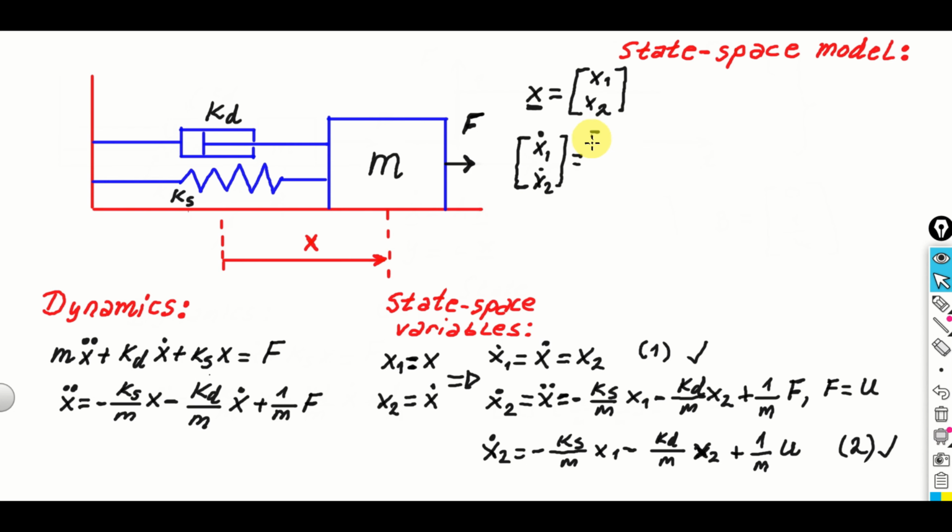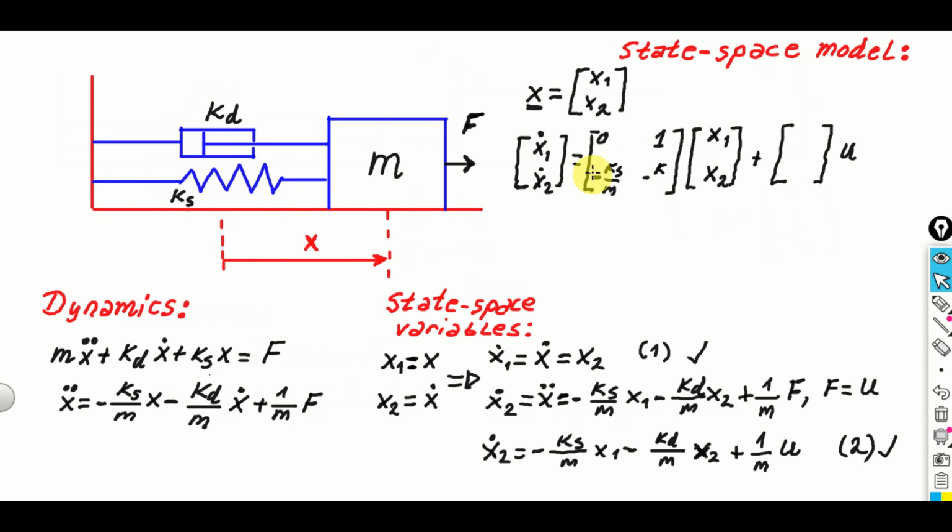is equal to, then we will have a matrix multiplying a vector x1, x2, plus we will have a vector over here multiplying u. So let's see what is inside of this matrix. From this first equation, we can see that x1 dot is x2. Consequently, here we'll have 0 and we will have 1. On the other hand, from the second equation, we can see that over here we will have minus Ks over m, and over here we will have as a second term Kd over m.